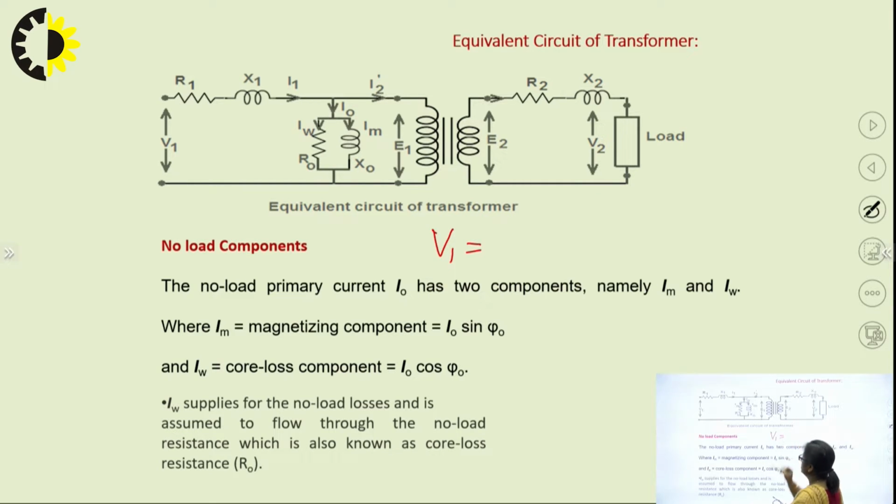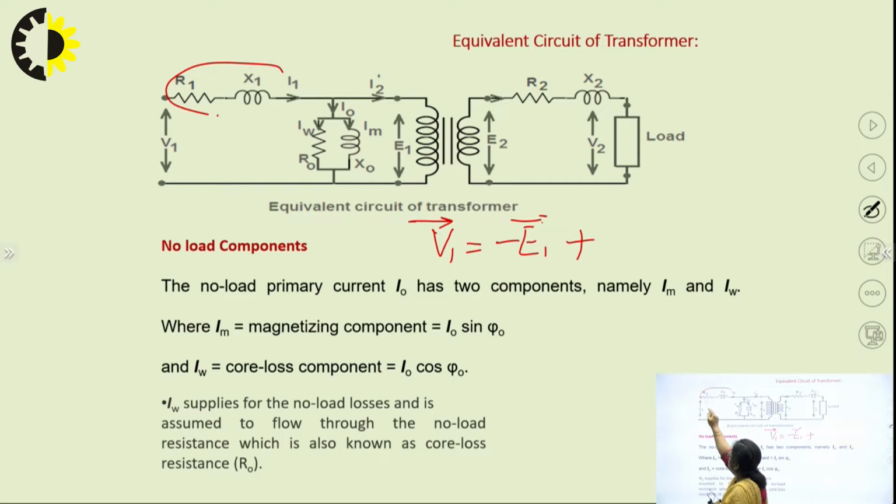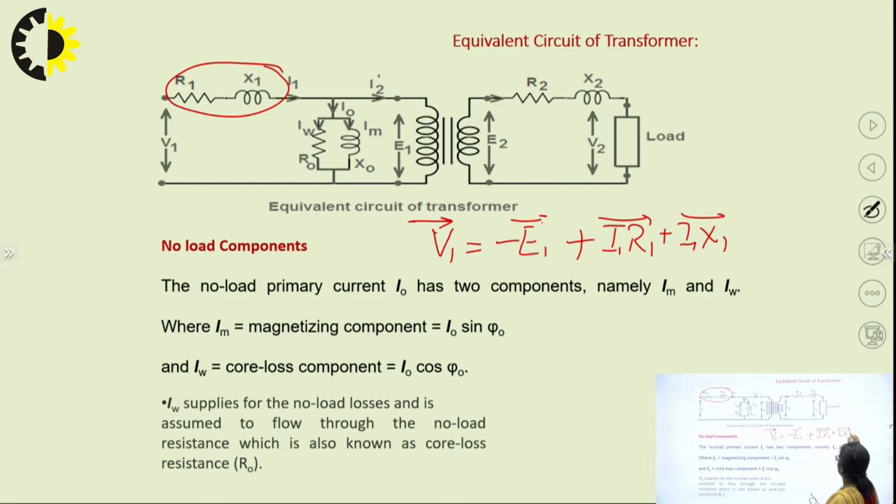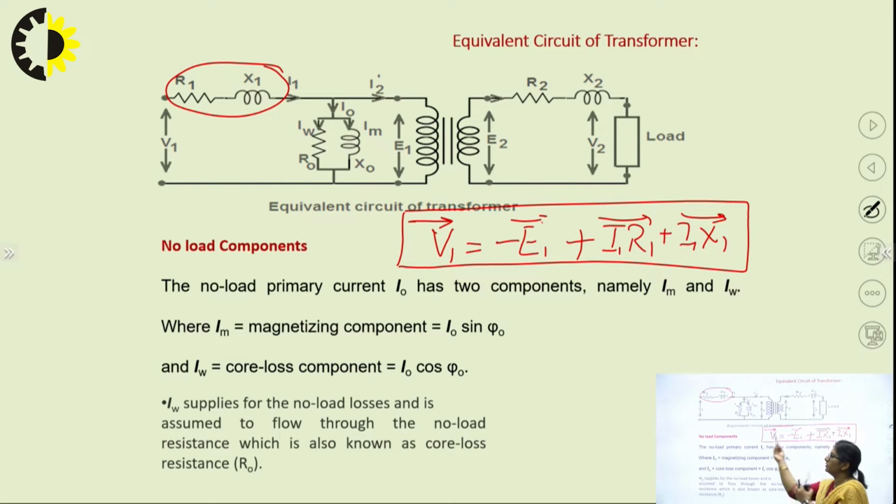V1 phasor will be equal to minus E1 phasor plus the drops. The drops we have over here are R1, X1, and the current flowing is I1. So the drops are I1 R1 and I1 X1. So this is the equation which is relating the primary voltage and the primary induced EMF towards the primary side.